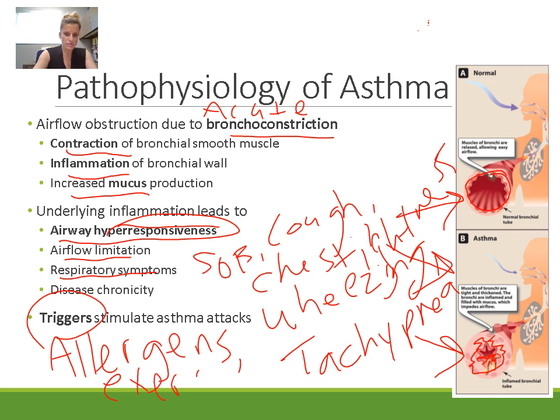exercise. Some patients have exercise-induced asthma, stress, and respiratory infections.